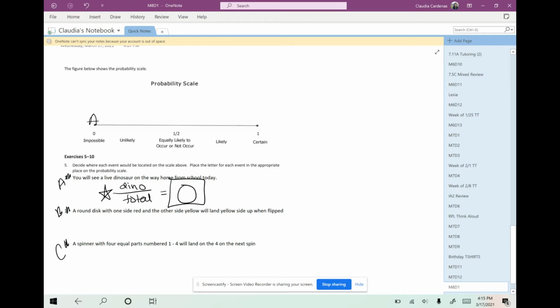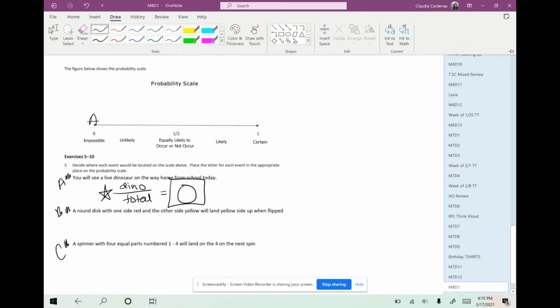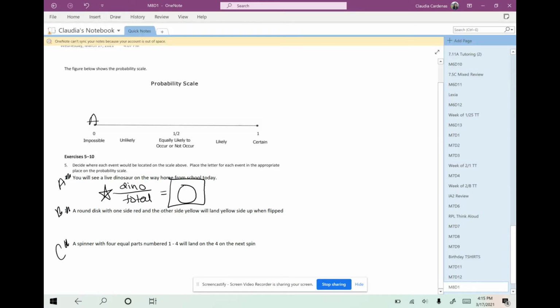So event B, a round disc with one side red and the other side yellow will land yellow side up when flipped. So let me read that one more time. If we have a round disc with one side red and the other side yellow, what are the chances or the probability that it will land yellow side up when flipped? So the event we really care about is yellow out of the total outcomes or the total options that it could land on. So let's go ahead and think about that.